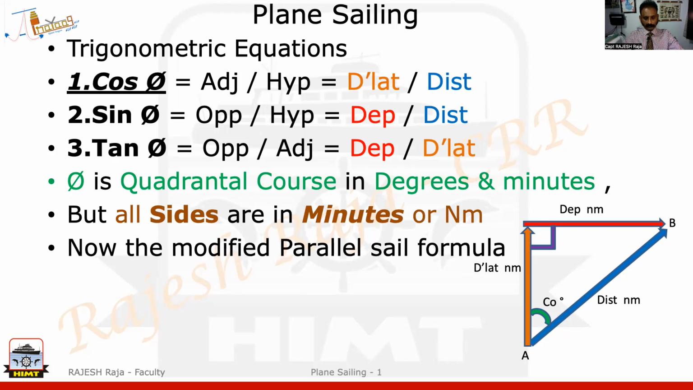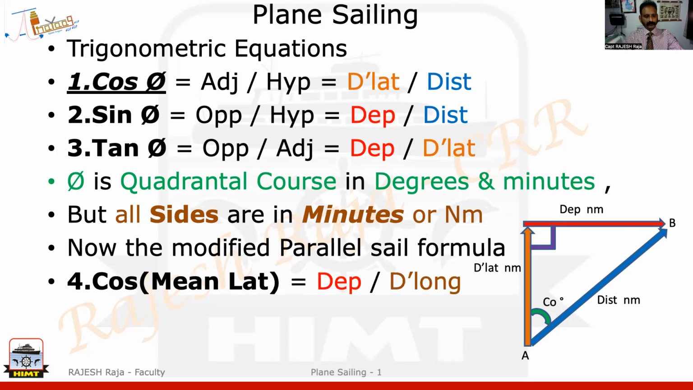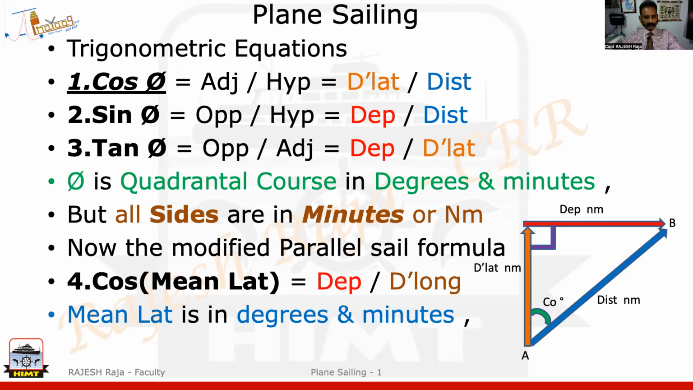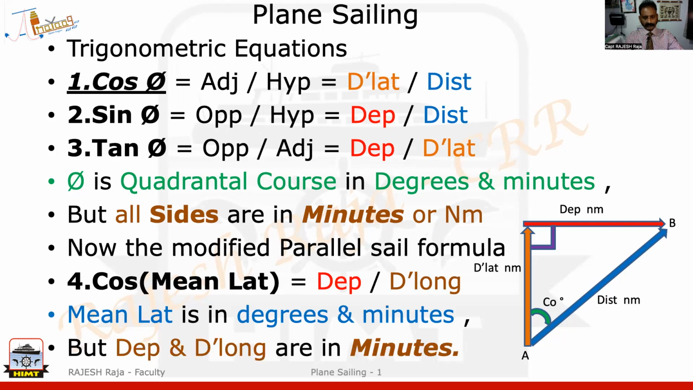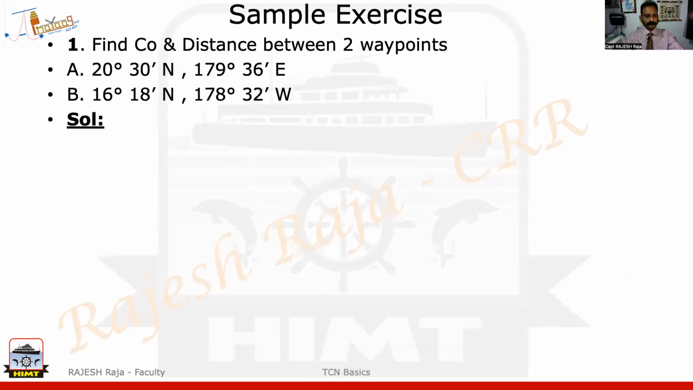Now, there's a 4th formula, which is your modified parallel sailing formula. Here also, don't get confused with the cos here and the cos in the first equation. This is cos mean lat. So that means mean lat also should be written in degrees and minutes, and your sides which are departure and d long should always be in minutes. Okay, please remember this, and then let us start the question.